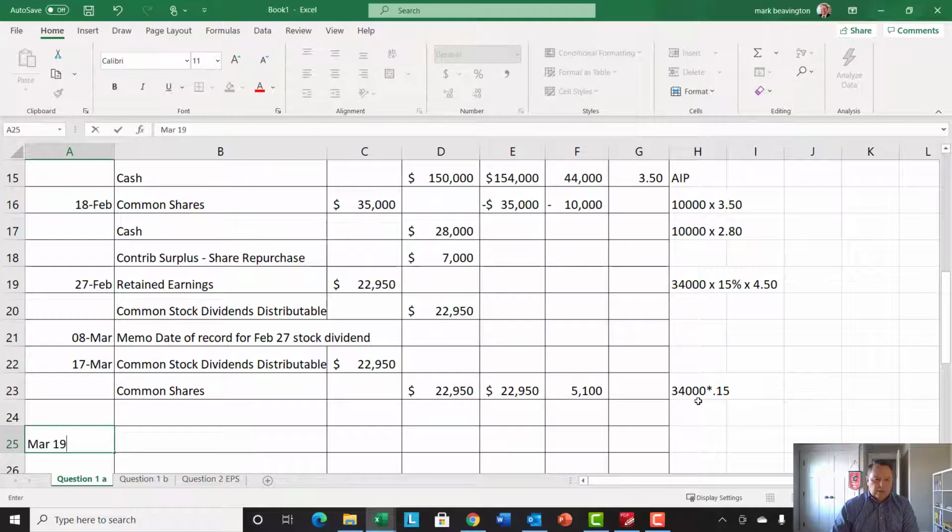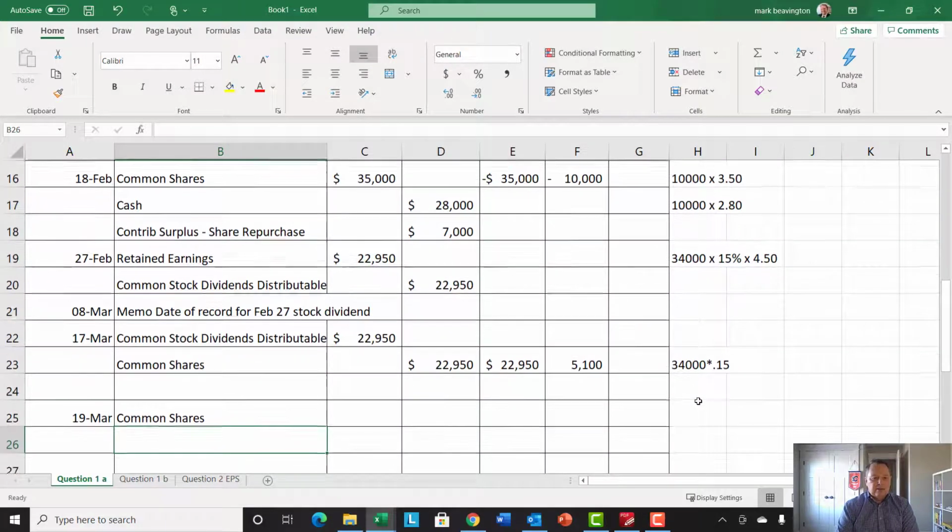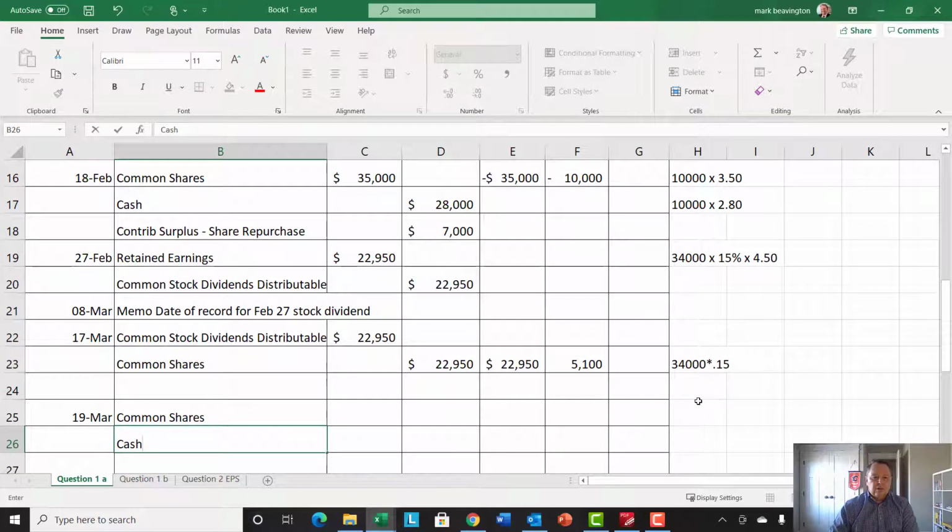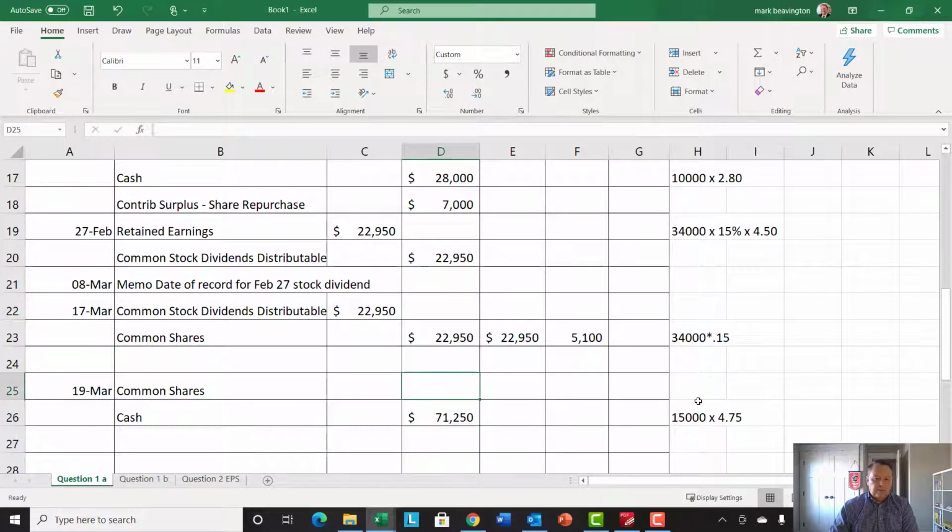March the 19th, we're going to repurchase some shares, so we are definitely going to debit common shares, and that's going to cost us cash, so that's fine. The amount of cash they tell us is we're buying 15,000 shares at $4.75 a share. So the cash coming out of our bank account should be 15,000 times 4.75, 71,250.